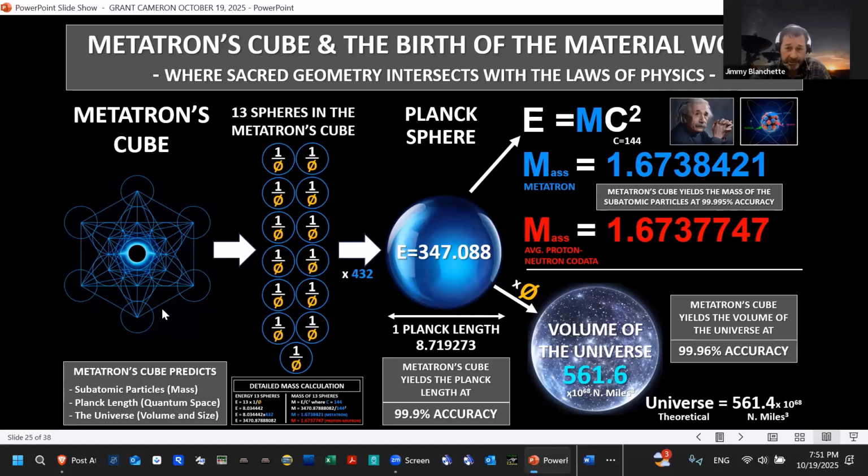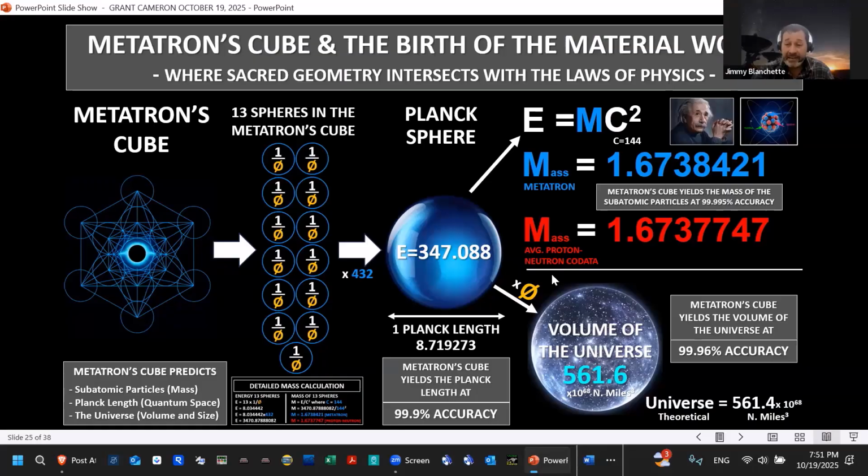When we use the geometric harmonics physics framework I've been developing since 2021 and apply these basic principles using general relativity and so on, we can calculate the mass equivalent to these 13 spheres, and we get essentially the average mass of the subatomic particles making up our material world. Unbelievable, a match of 99.995%.